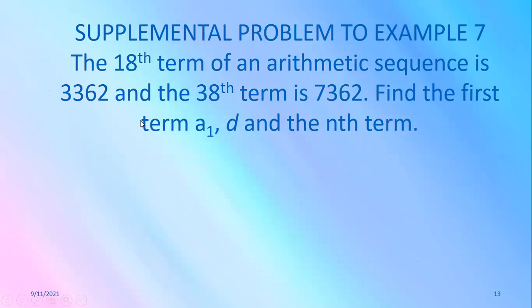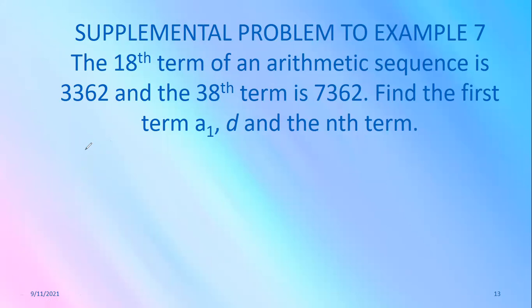The given problem is: the 18th term of an arithmetic sequence is 3,362, and the 38th term is 7,362. You're asked to find the first term, a sub 1, d, and the nth term. So similar procedure with the previous problem. What are we going to do? Let's list down all the given parameters.